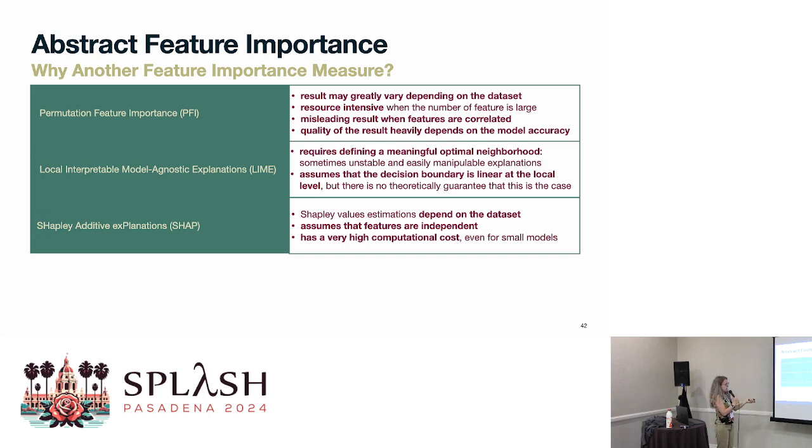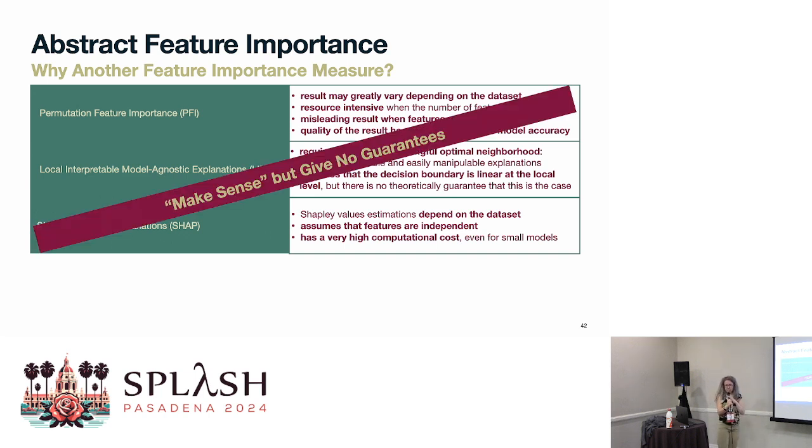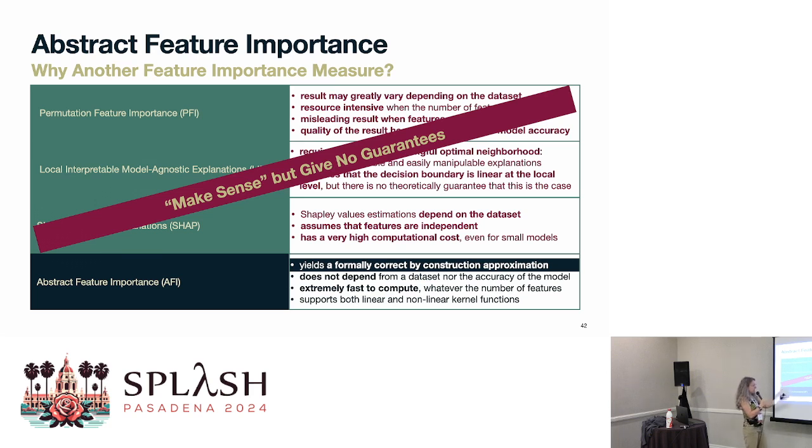The essence of it is that all these explanations make sense, but they are not grounded in any formal guarantees. So what we wanted really was something that comes from an approximation that is correct by construction, done by abstract interpretation. We didn't want to depend on a data set or the accuracy of the model. We wanted it to be extremely fast, as I said before, and we wanted to support both linear and nonlinear kernel functions, so linear and nonlinear SVMs. Because before this work, the explanation techniques that were available in the literature for SVMs were all supporting linear SVMs only and not nonlinear ones.